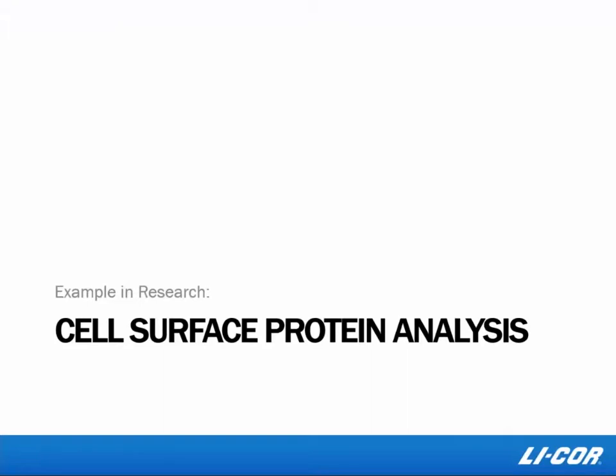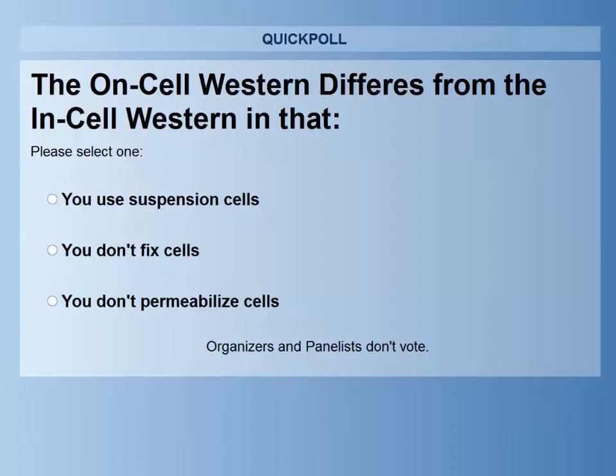Ashley? Thanks, John. I've launched the poll, so our audience should see the question. And the question is, the On-Cell Western differs from the In-Cell Western in that you use suspension cells, you don't fix cells, or you don't permeabilize cells. We'll give everyone just a couple of moments to choose an answer and hit submit, and then we'll move on.